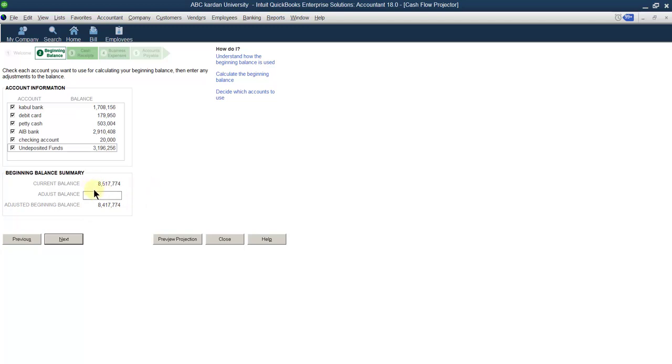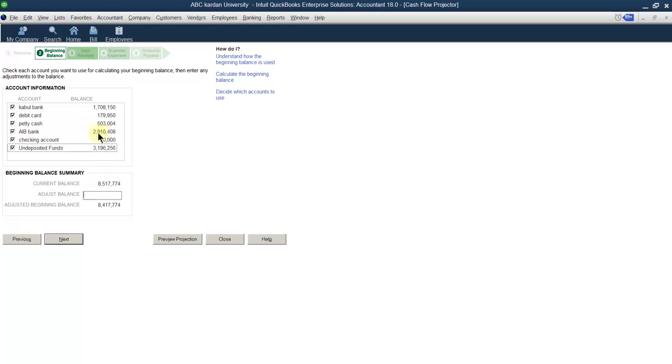See now, how much is the current balance? If you add all of them, the balance will be 8,517,774. This will be the beginning balance of cash, or we can say the balance at the beginning of the accounting period, or at the beginning of this estimation period. Adjust balance. What do you mean by adjust balance? Adjust balance is used for this purpose.